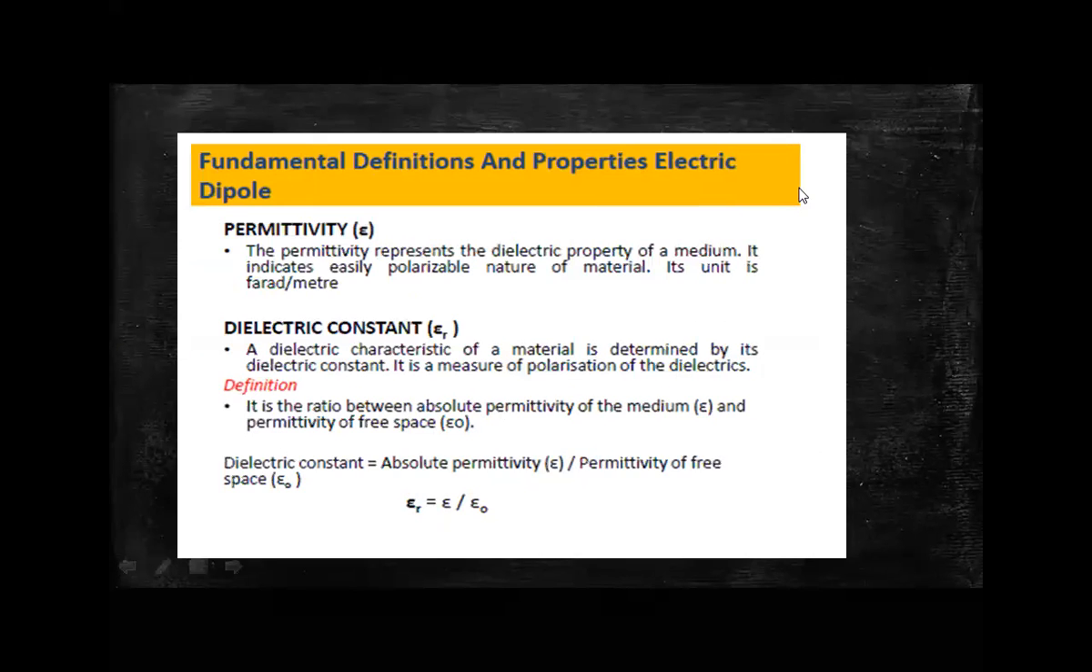So what is permittivity? Permittivity represents the dielectric property of the medium. It indicates the easily polarizable nature of the material. Its units are farad per meter. So if the permittivity is more, what happens? All dipoles are aligned in the field direction. Like this, a highly polarized material. So completely all dipoles align in the field direction.